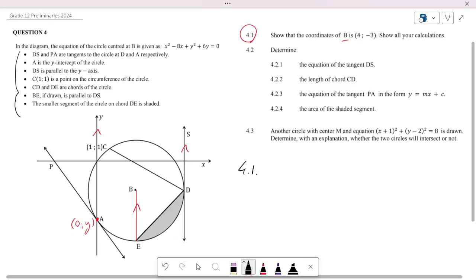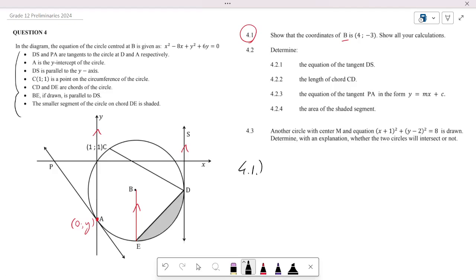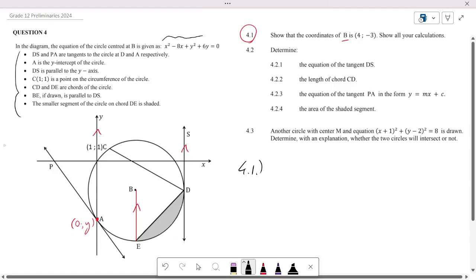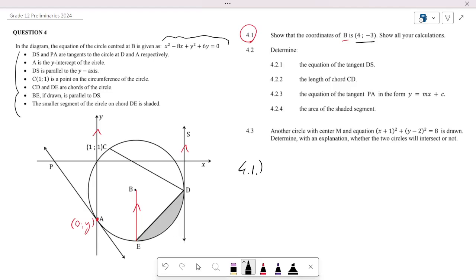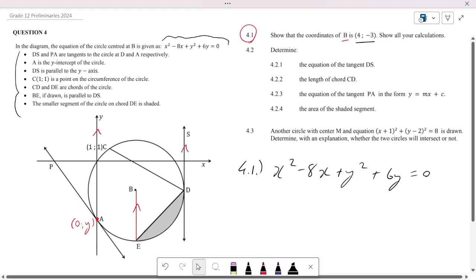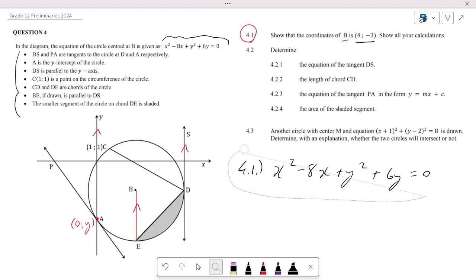So we have 4.1, and how we're going to do this is we are going to look at this equation right here. If we want to prove that these coordinates are true, we are going to take this equation: x squared minus 8x plus y squared plus 6y equals 0. And over here, let me just move this a little bit here.